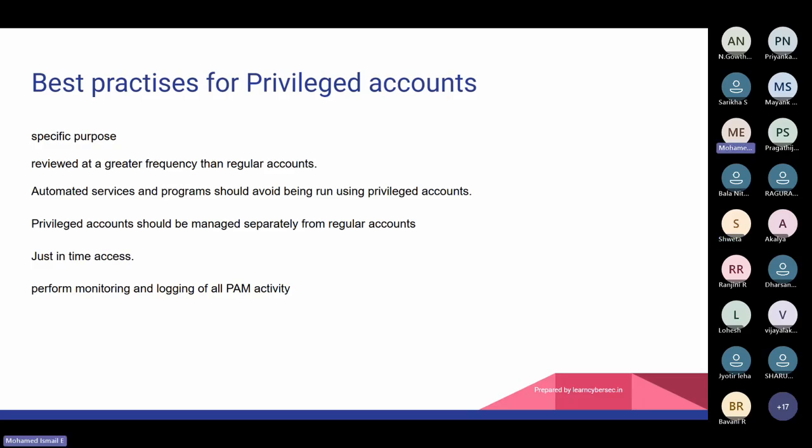So let's continue. Best practices for privileged accounts: the account must be for a specific purpose. The review must be at a greater frequency, maybe weekly, bi-weekly, or quarterly; that account must be reviewed. Automated services and programs shouldn't be used with high-privileged accounts, basically automation scripts, or nowadays AI agents, which are primarily automation. They shouldn't be used with highly privileged accounts.